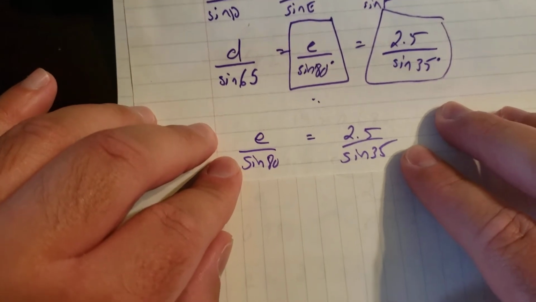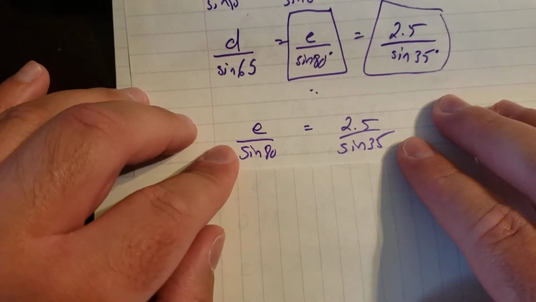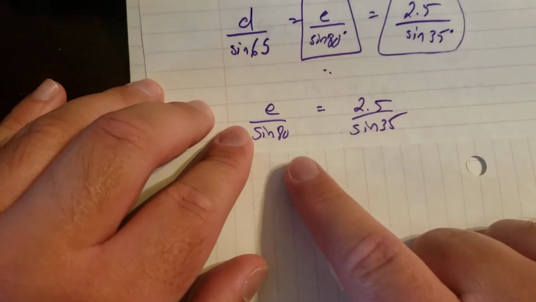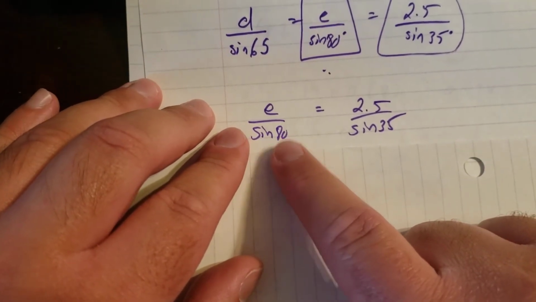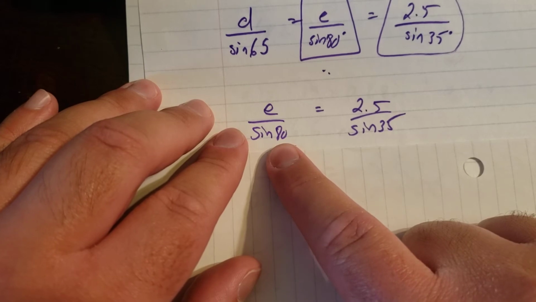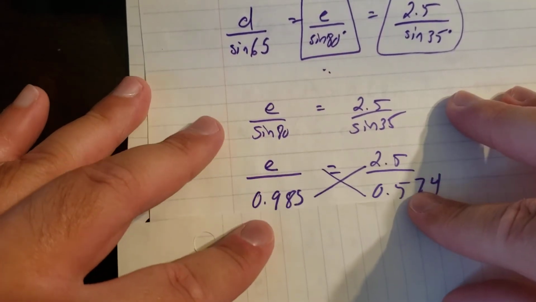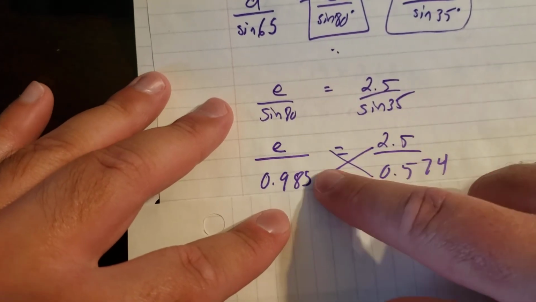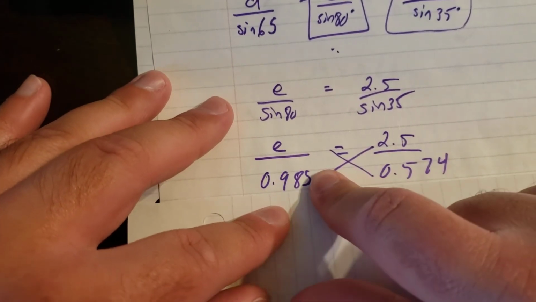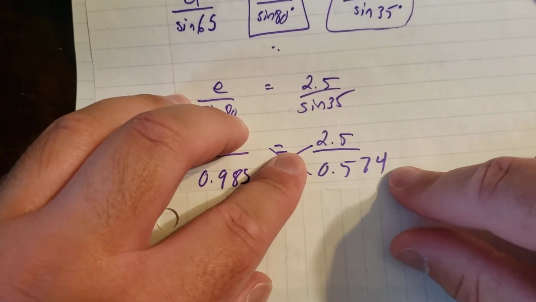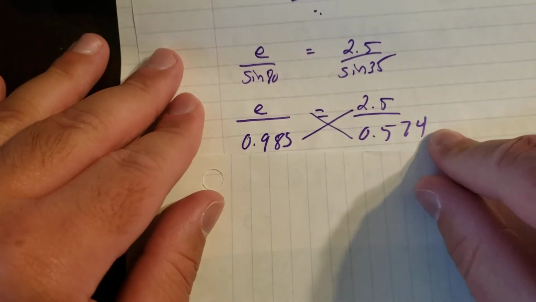This actually looks very similar to what you've done before, because I can write this now. I can punch that in my calculator, sine 80 degrees, and I can punch sine 35 in my calculator, and I'm going to replace. So sine 80 is 0.985. I usually recommend keeping 3 or 4 decimal places. Sine 35 is 0.574.